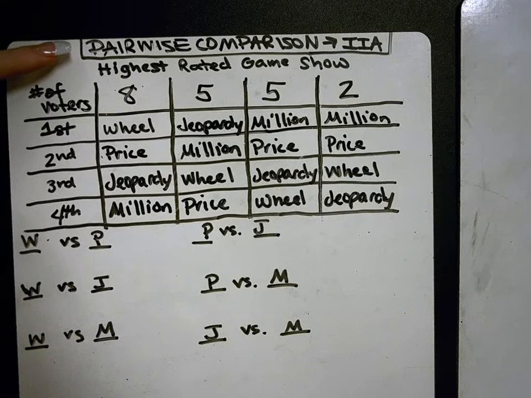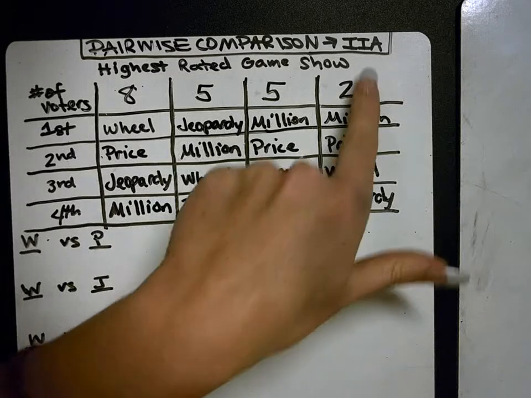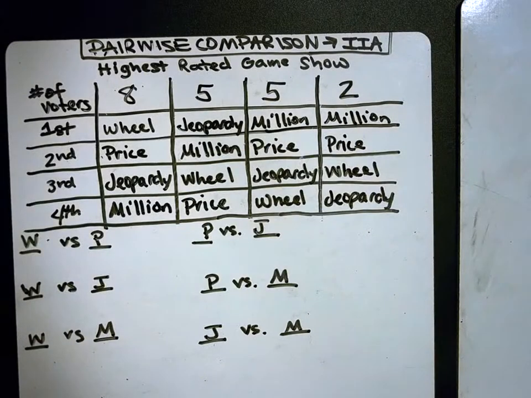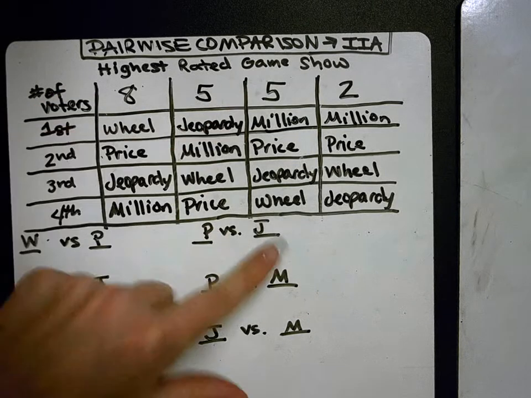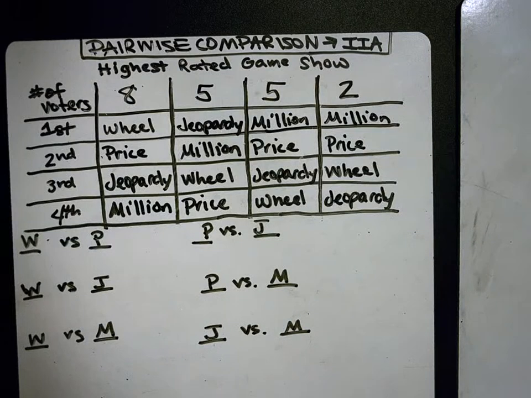In this example, we are going to use the pairwise comparison voting method to demonstrate the IIA, the Independence of Irrelevant Alternatives criterion. We're going to be looking at 4 different highest rated game shows. I polled a group of voters and asked them who they thought the top 4 highest rated game shows were out of Wheel of Fortune, Price is Right, Jeopardy, and Who Wants to Be a Millionaire, and this is how they voted. 8 people voted this way, 5 people voted this way, 5 voted this way, and 2 voted this way.